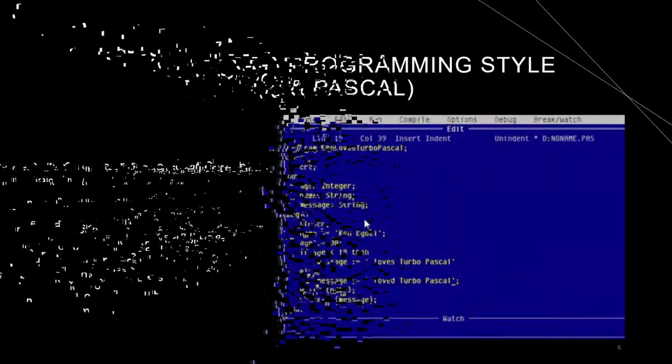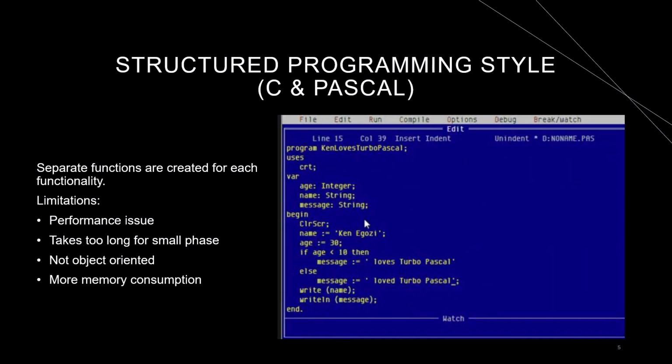Then came the structured programming languages, that is C and PASCAL. We had a separate function for each functionality, and the limitation was performance. It takes too long even for a small phase, and the C language does not have classes.